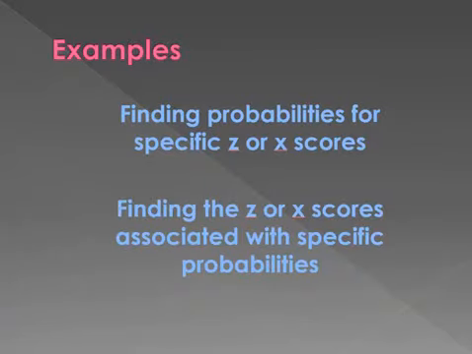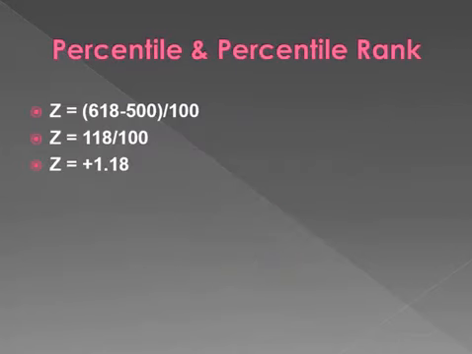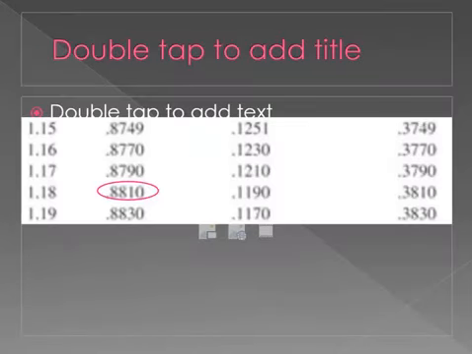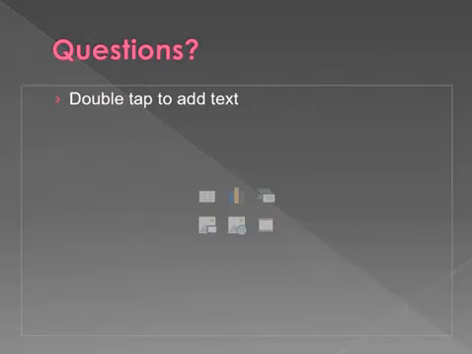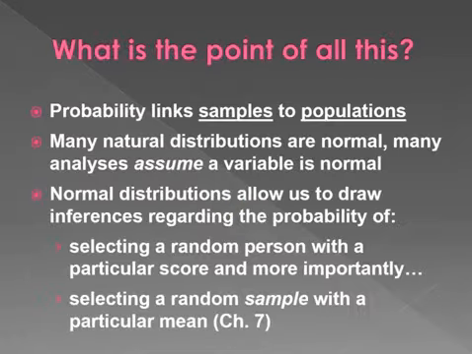All right, so let's talk about a few examples here. Finding probabilities for specific z or x scores, and then finding the z or x scores associated with specific probabilities. Let's see, I'm going to skip this. This is something I don't even cover in the homework, and so we're not going to do that. But we're still going to deal with the probabilities here.